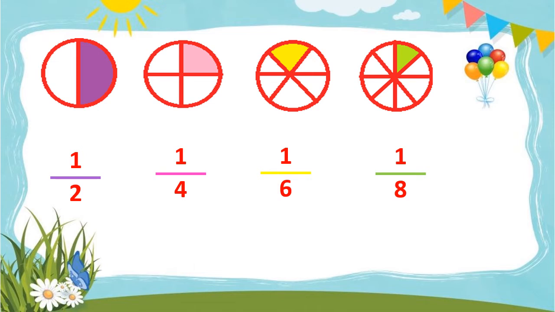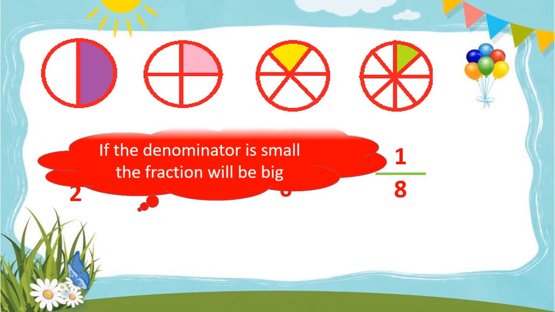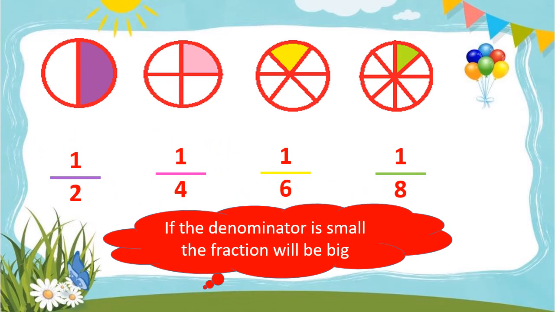1 out of 8. So we can see if the denominator is a small number, the part will be big. And if the denominator is a big number, the part will be small, like half and 8. If I take half, it will be big. But if I take 1 out of 8, it will be a small part. Okay, we can write the rule: if the denominator is small, the fraction will be big, like half. Excellent. Let's see the examples.